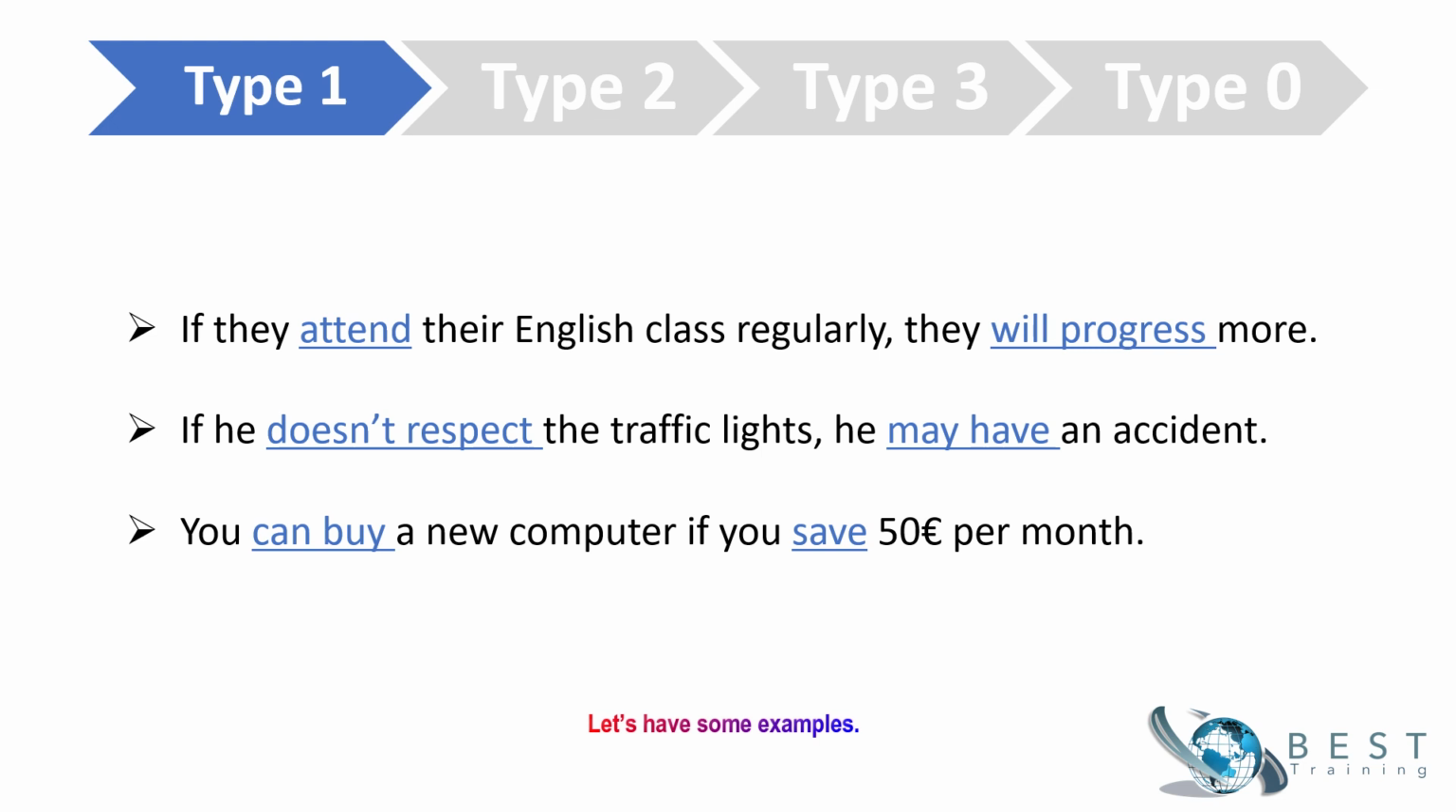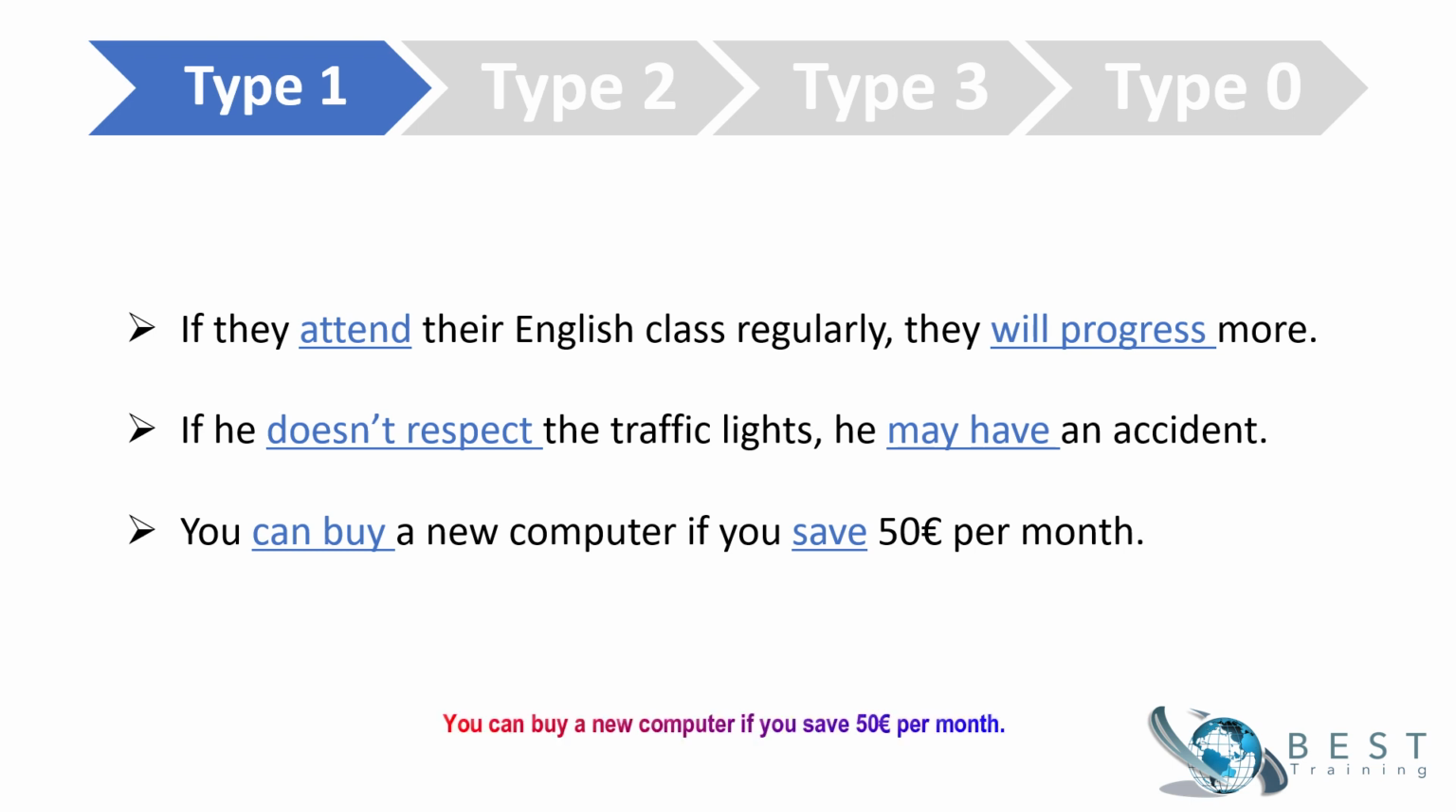Let's have some examples. If they attend their English class regularly, they will progress more. The use of will shows a possible future outcome. If he doesn't respect the traffic lights, he may have an accident. Here we are talking about a probable result. That's why we use may.